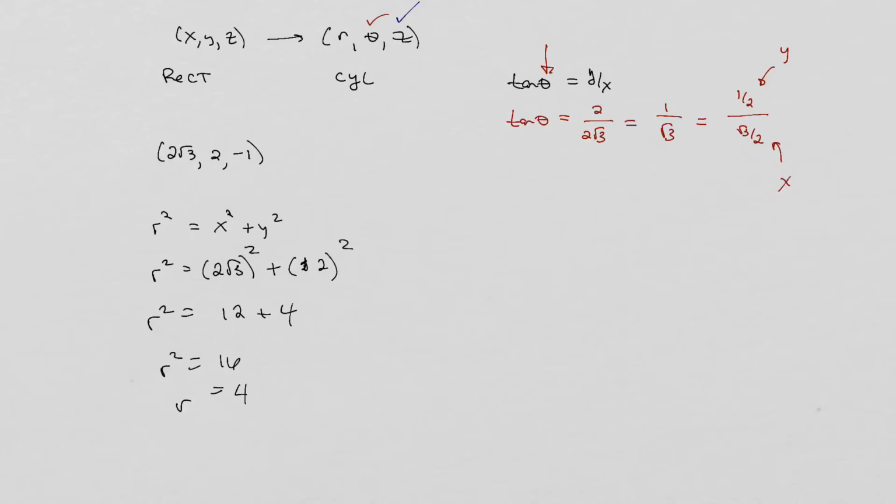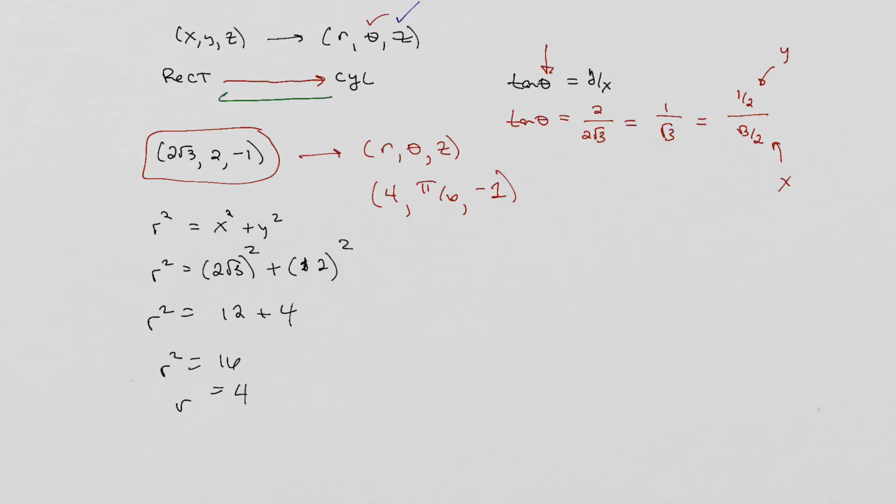Right. So this point that we've got right here, I could rewrite that in cylindrical coordinates, writing it out as r, theta, and z, as 4, pi over 6, and then z is always just negative 1 for this point. Okay, so that's how we can go from rectangular to cylindrical. What about if we start with cylindrical and go over to rectangular? How can we do that?